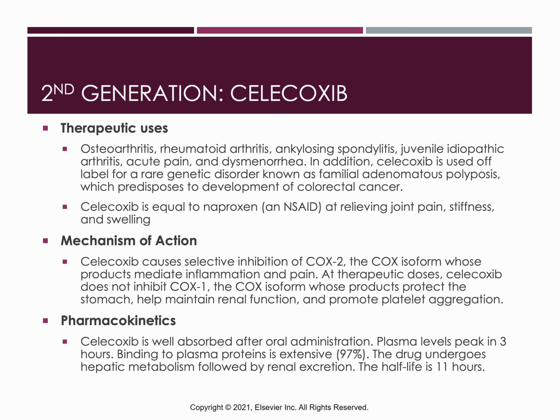So what is the therapeutic use for Celebrex, the second generation celecoxib? We will use it for arthritis, osteo and rheumatoid. We also use it for juvenile idiopathic types of arthritis. We can use it for acute pain, and dysmenorrhea is also an indication for Celebrex.